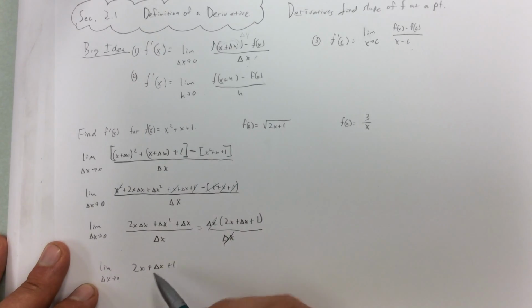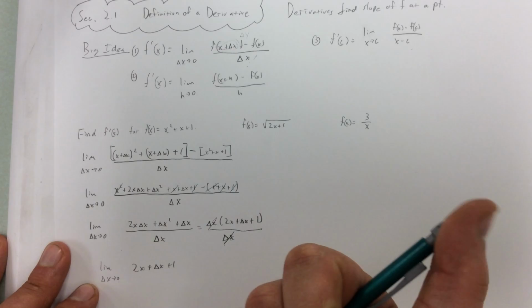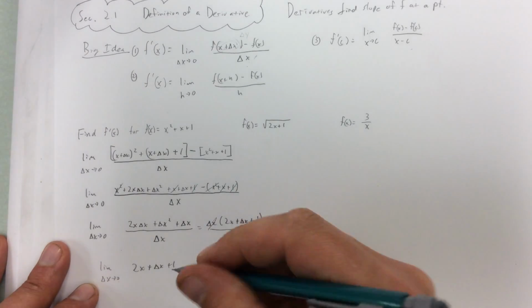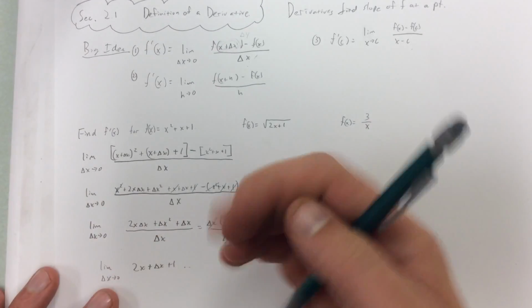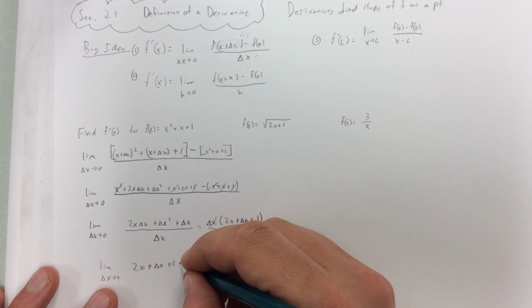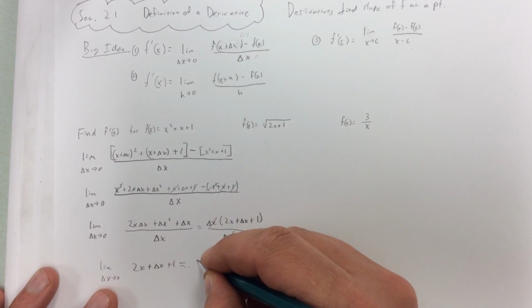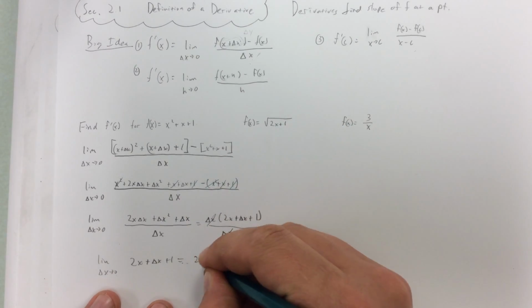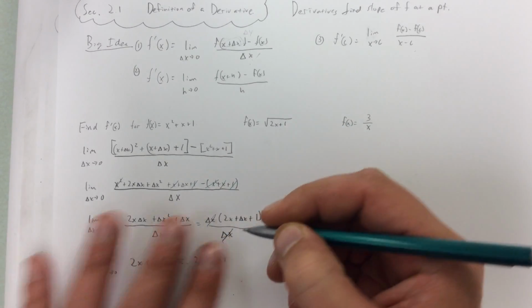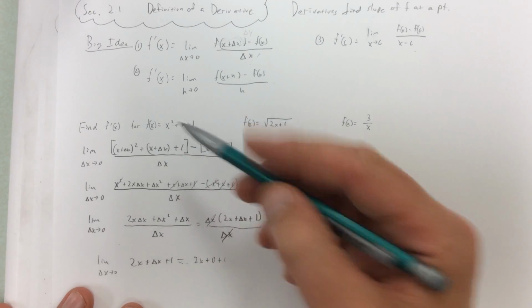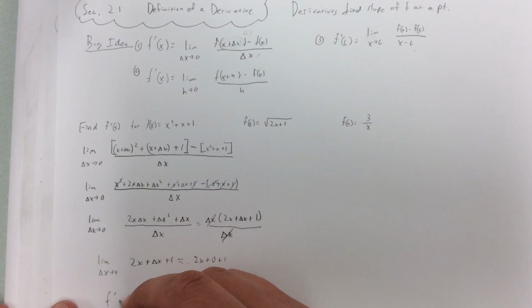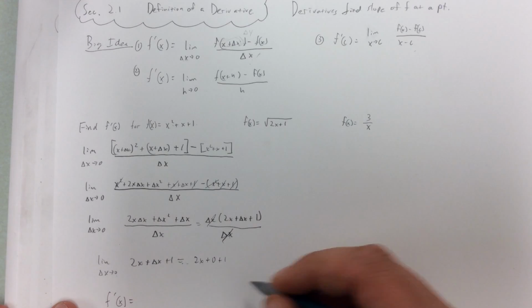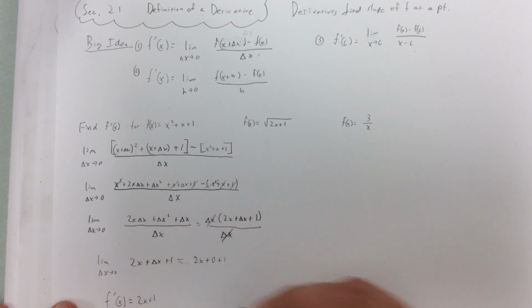Now I can actually plug in 0 for the delta x, and get, this is annoying, 2x plus 0 plus 1. So the derivative of this, f prime of x, is just 2x plus 1.